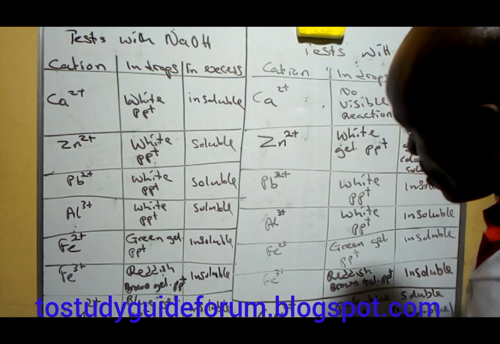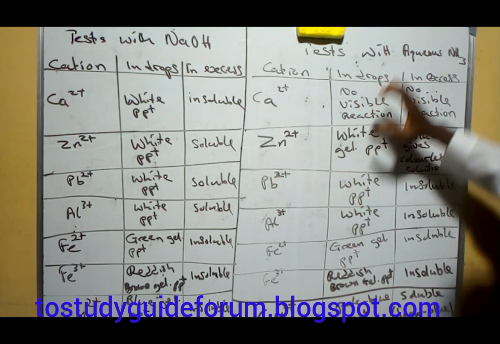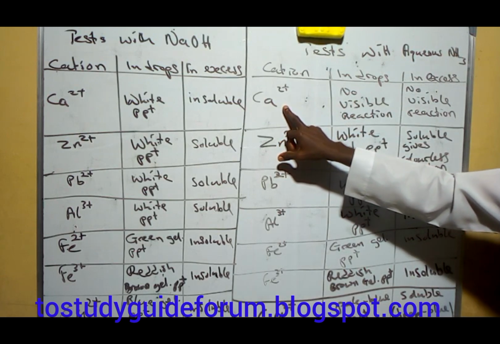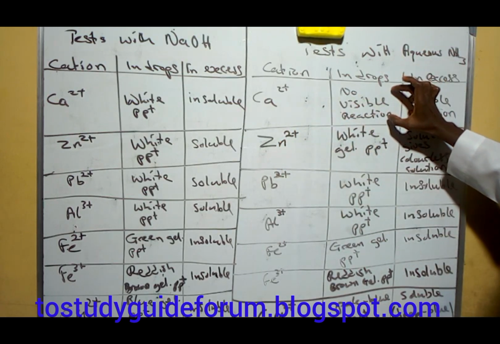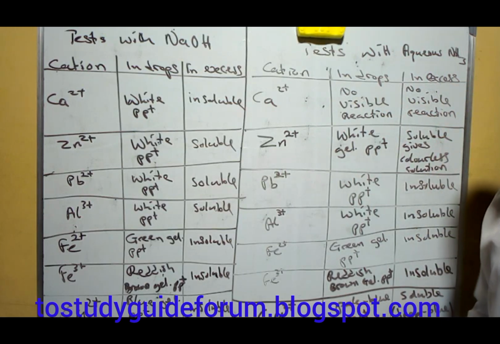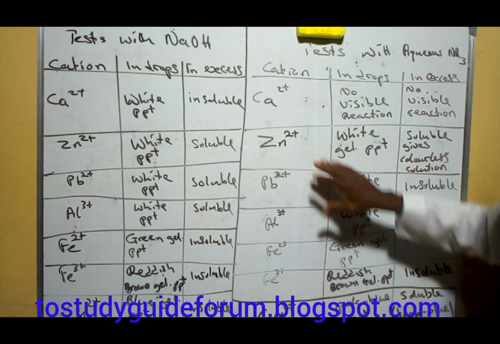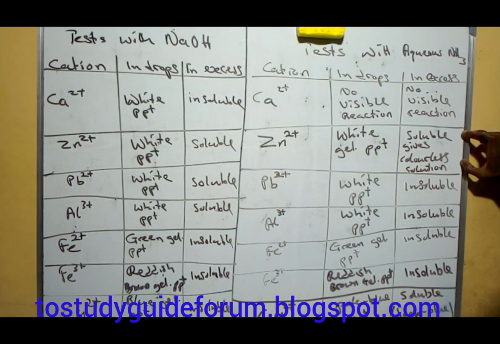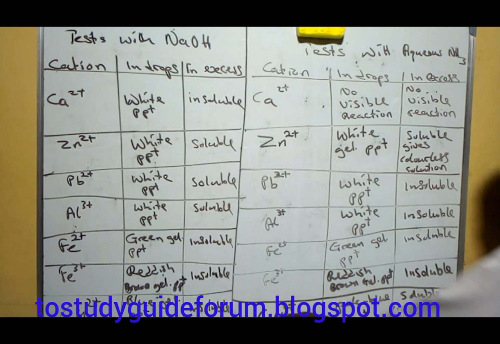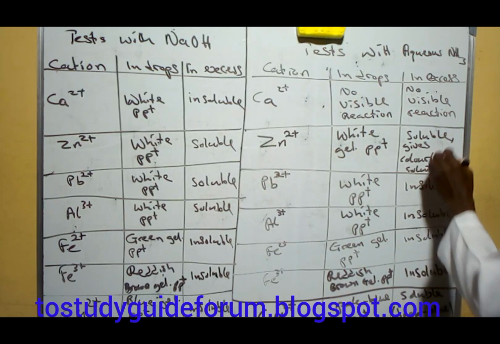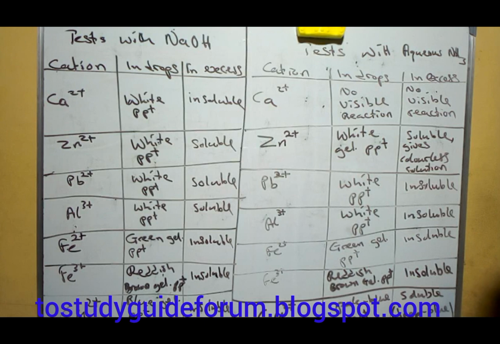Just relax. So we come over to this other end, aqueous ammonia. With aqueous ammonia, calcium in drops and in excess shows no visible reaction. There's no precipitate, everything remains the same. Now, zinc gives you white gelatinous precipitate, which is soluble in excess, giving you a colorless solution.